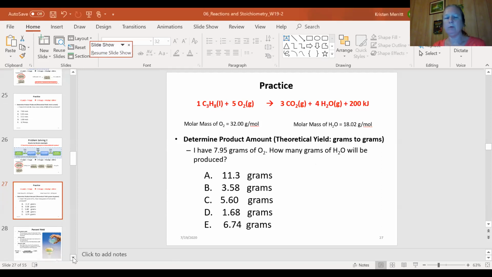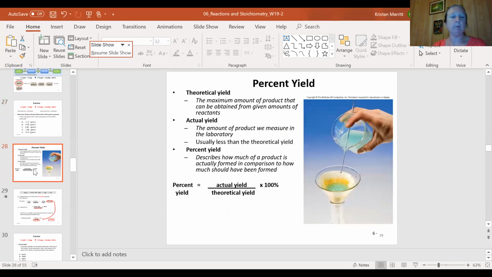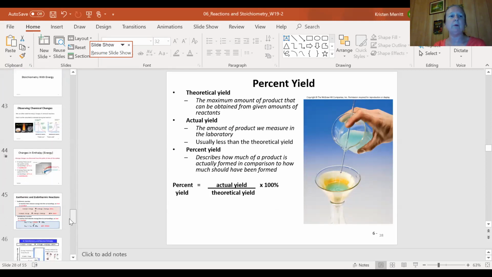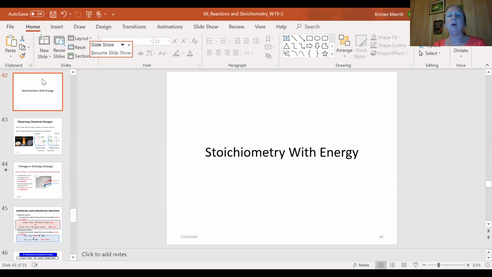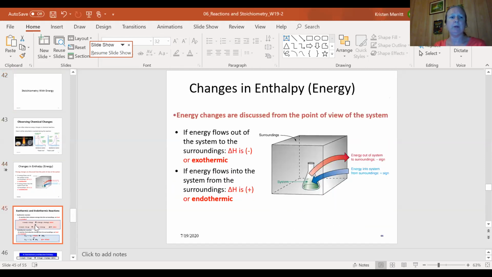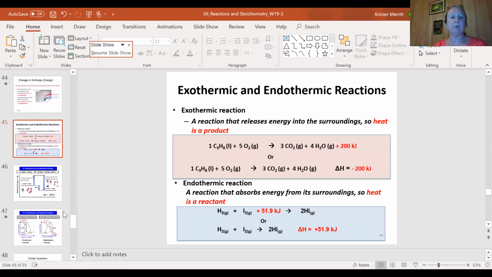So I am going to stop here. So I will start the next lecture. So it'll be lecture 11, part 2. I'm going to cover percent yield. We'll work through that, but I'm also going to cover down here a little more about using energy, stoichiometry with energy, that kilojoule unit, and endo and exo, because you will need to know that. So part 2 will cover those areas.